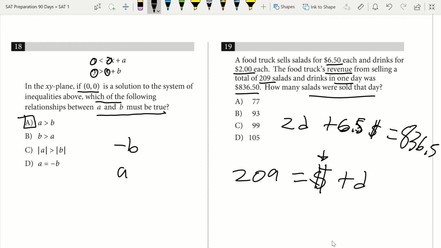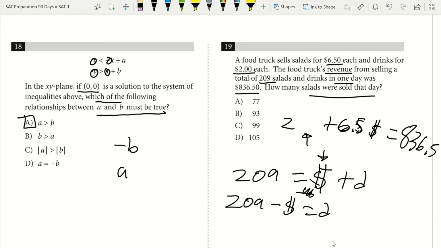Okay, so we're solving for S here, right? In order to solve for S, we need to get D equal to 209 minus S, so 209 minus S equals D. We do that by subtracting S from each side. Once we do that, we can substitute that in for D.